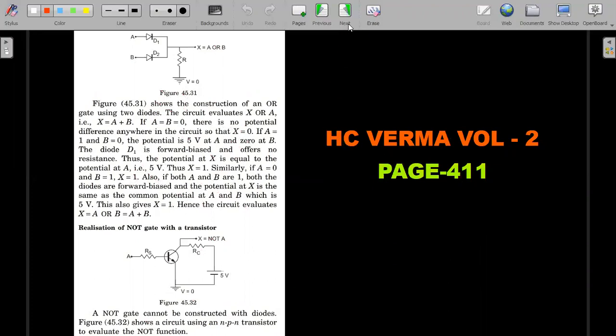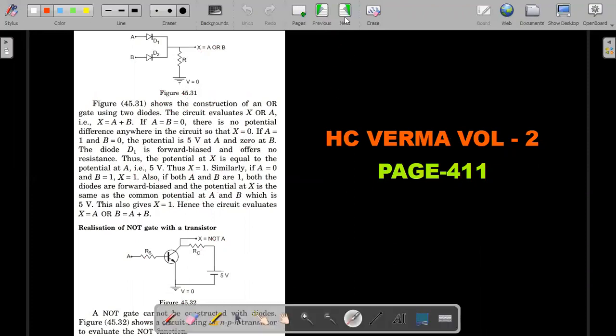So now that we have ascertained that the circuit contains an OR gate and a NOT gate, let's go back to the problem that we have in our hand.